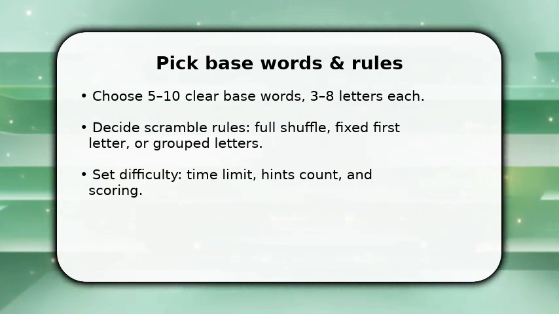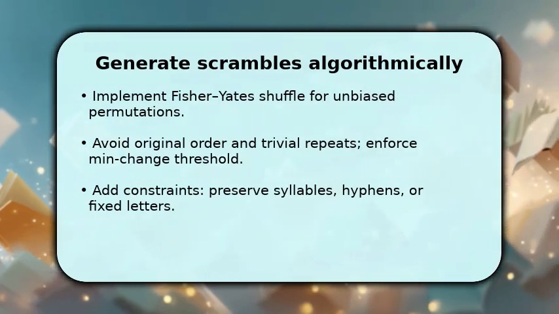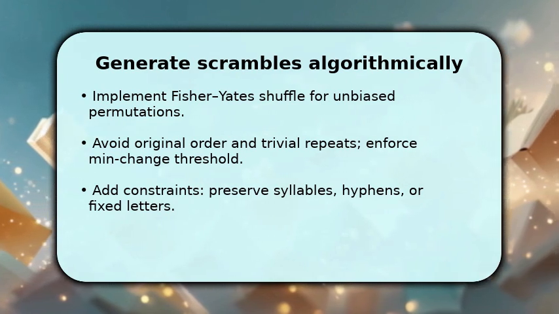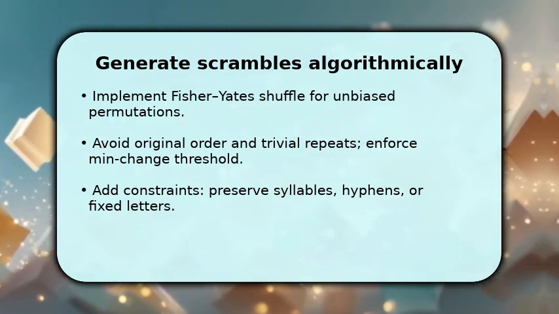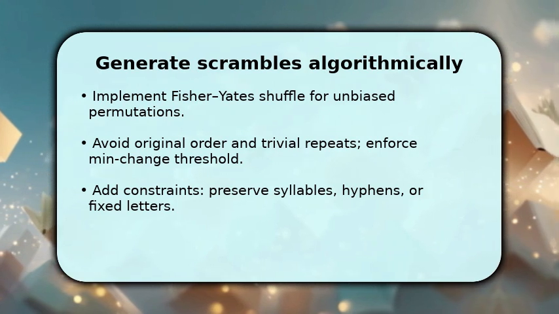You now implement the scrambling algorithm and apply constraints so puzzles remain fair and solvable. Use Fisher-Yates to generate unbiased permutations, then check that the result differs sufficiently from the original to avoid trivial matches. Once generated, enforce your rules.